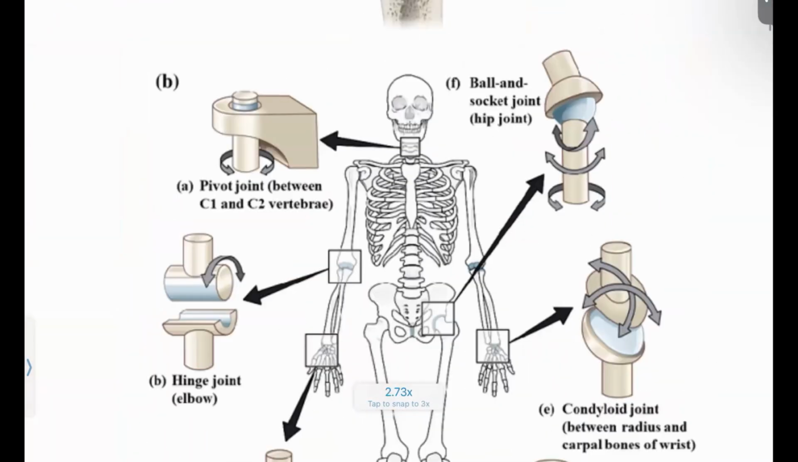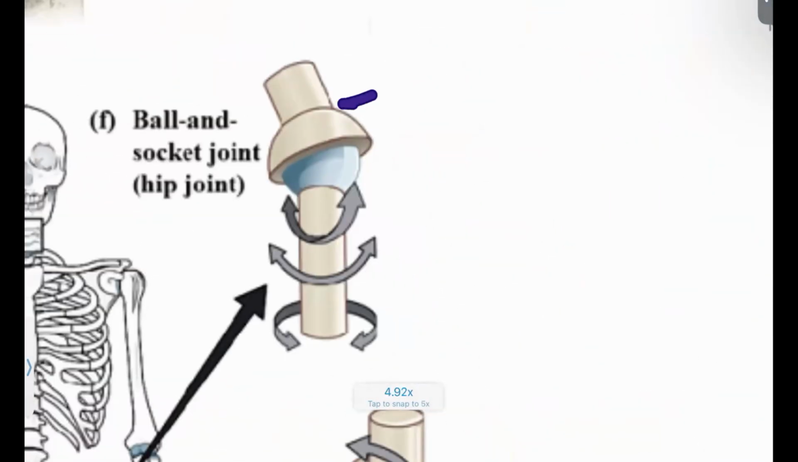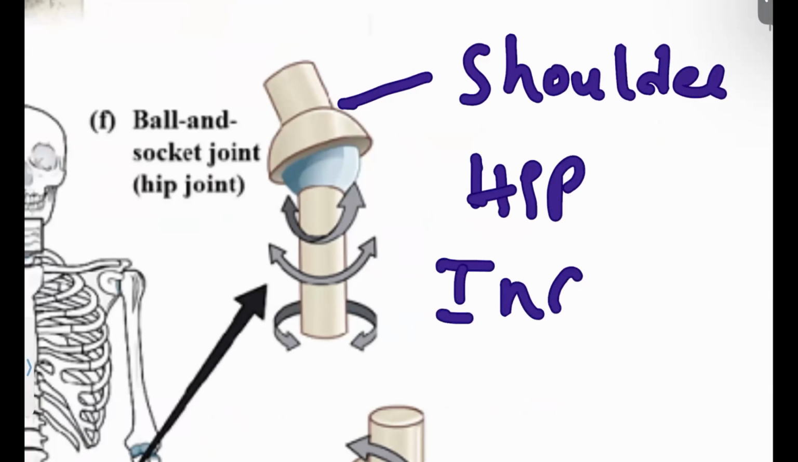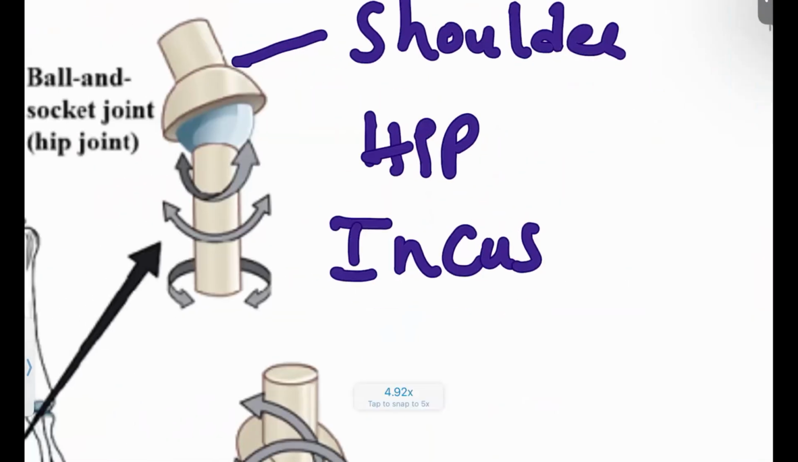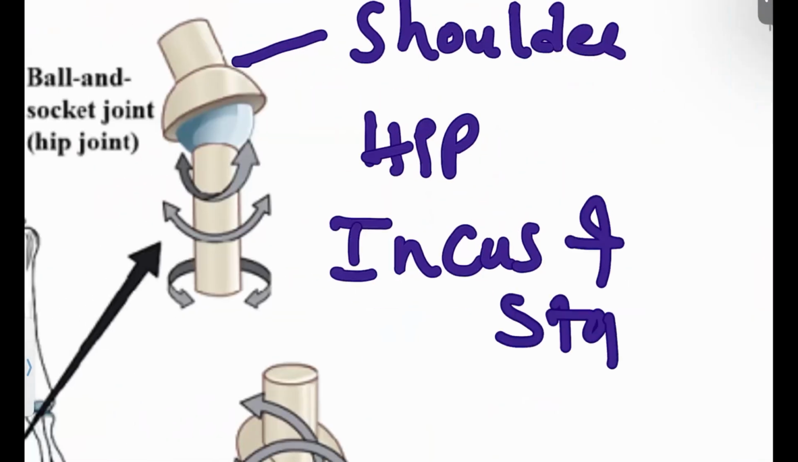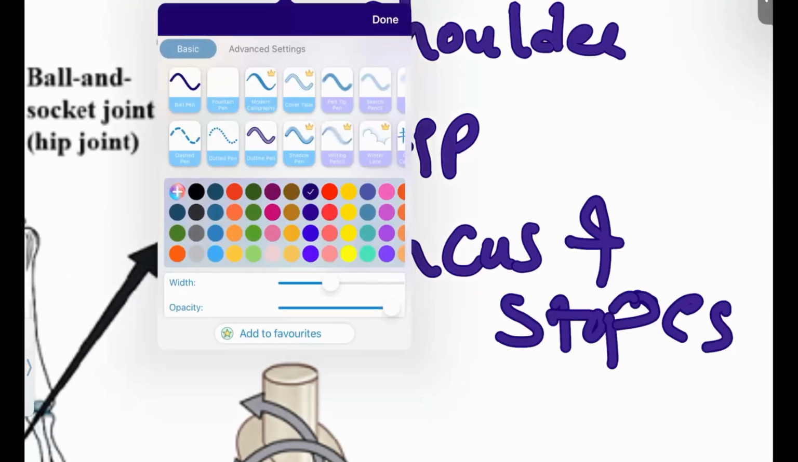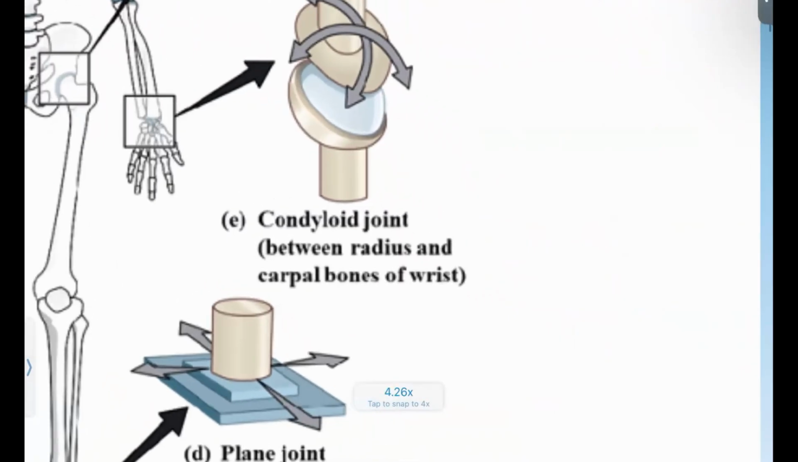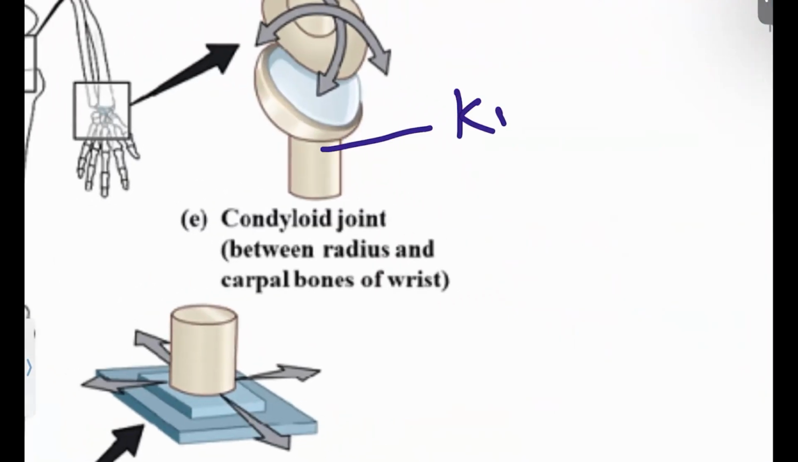In synovial joints, we all know the ball and socket joint. What are the examples for the ball and socket joint? One is your shoulder and another one is the hip joint. And also there is a common question that was asked last year in the examination: the incus and stapes. What is this joint? It is also a ball and socket joint. Next one is the condylar joints. What are these condylar joints, guys? Examples are your knee and also your temporomandibular joint.